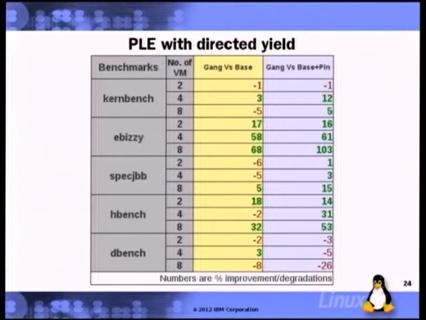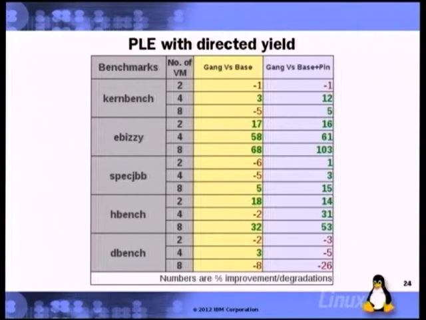The first column here is the benchmark. The second one is the number of VMs, 2, 4, 8, 2, 4, 8. It keeps on repeating. And the third column is what is interesting to us. The fourth column is where we compare the gang versus base plus pinning. Pinning by nature will sometimes bring in performance degradation.